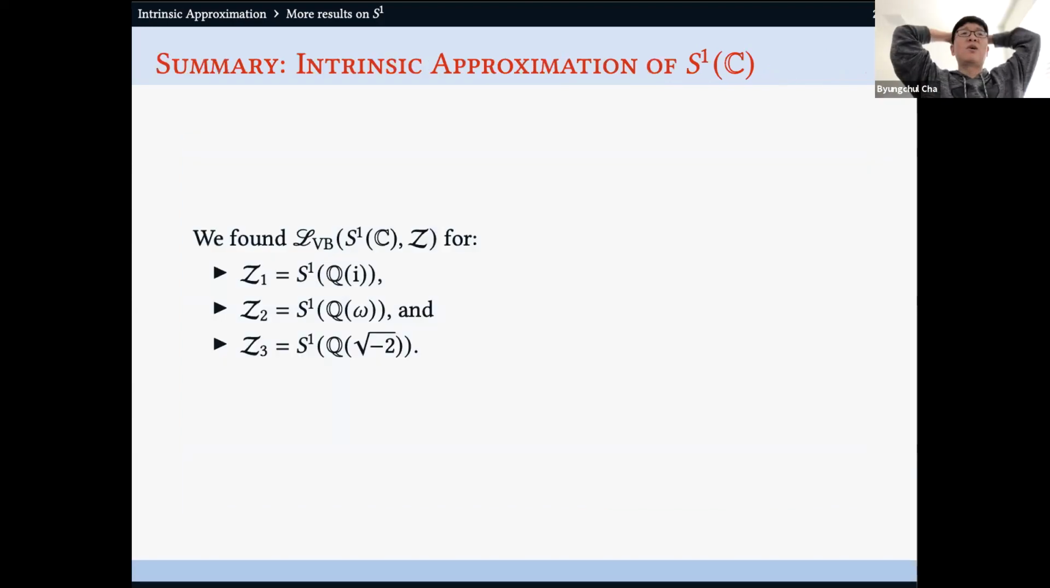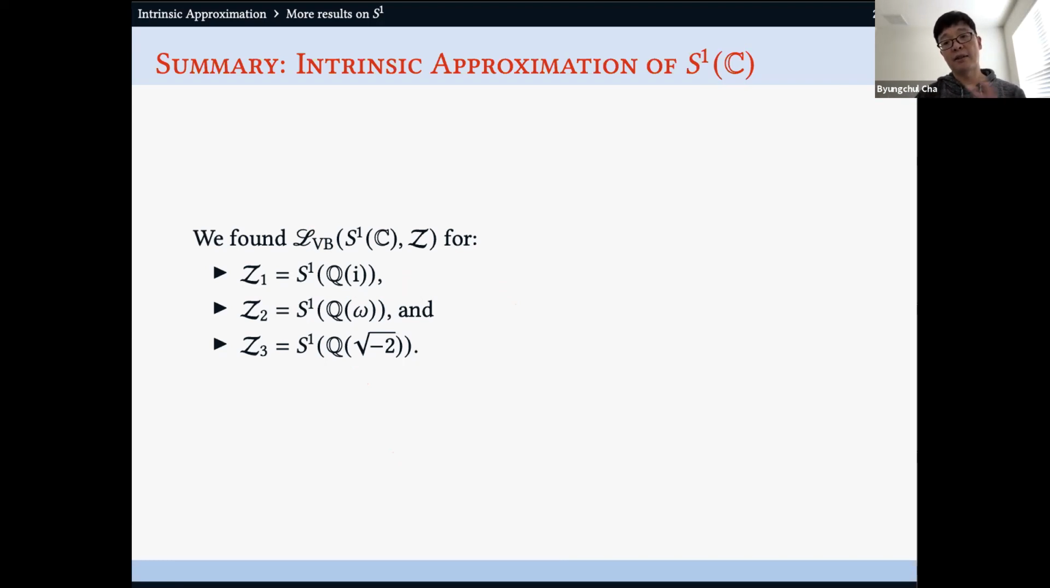So to summarize, what we're able to do, using this new kind of digit expansions, using those trees, is find the intrinsic Lagrange spectrum, very badly approximable part, for the complex unit circle, where we have 3 different rational points. First case is Q of i, the second case is Q of omega, the usual omega, and the third case is Q of square root of -2. In these cases, we're able to describe all very badly approximable numbers.